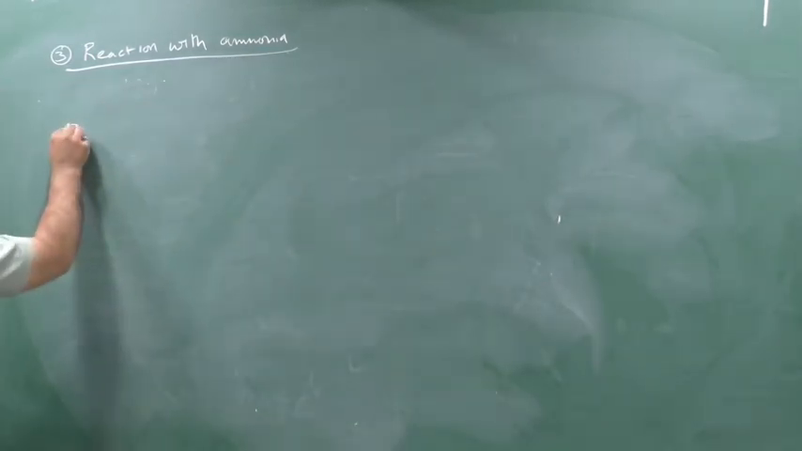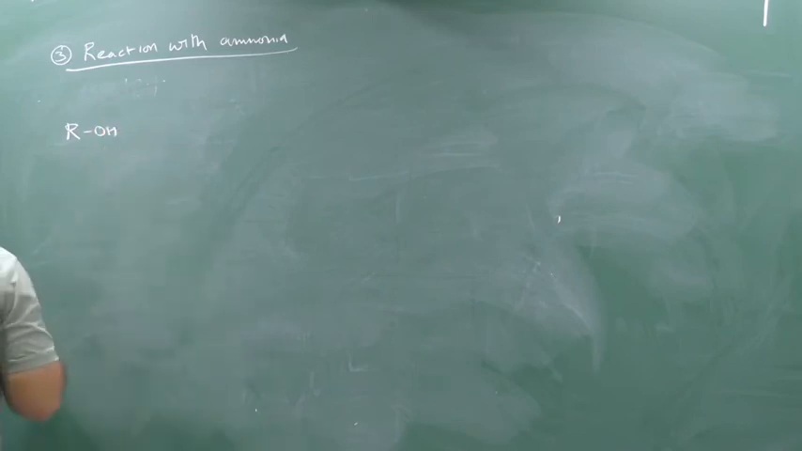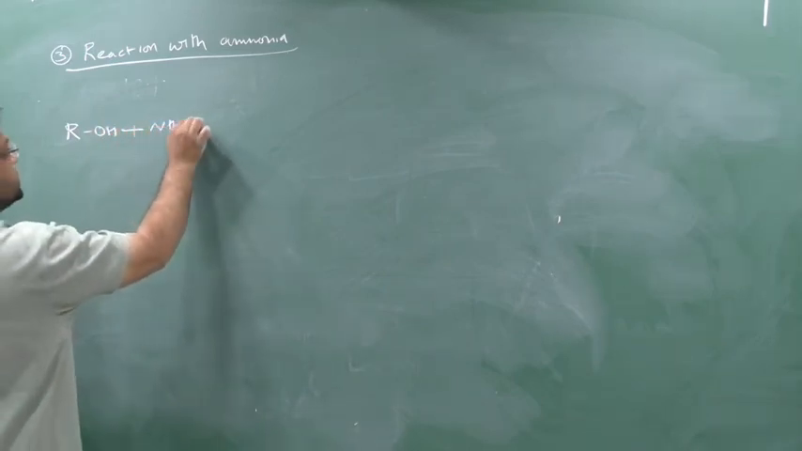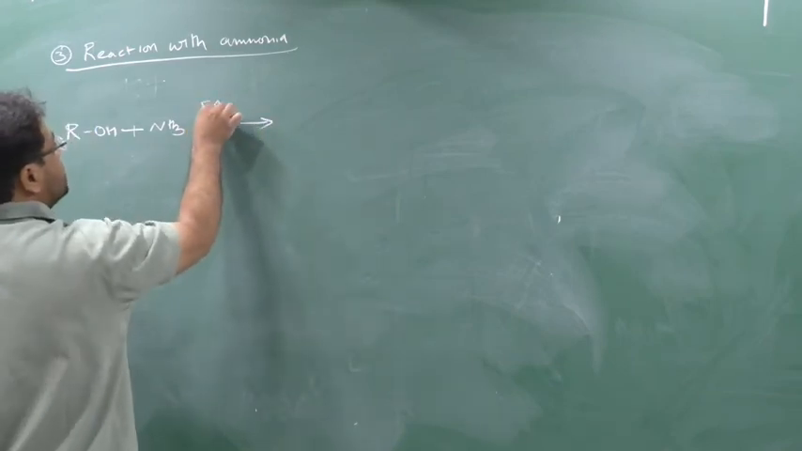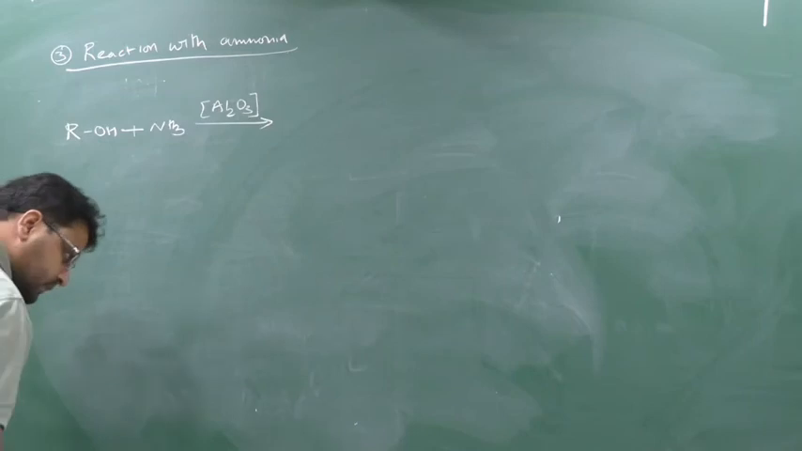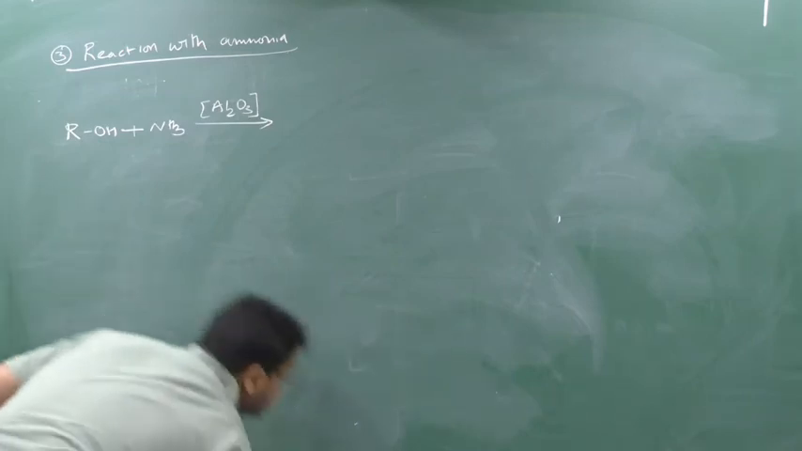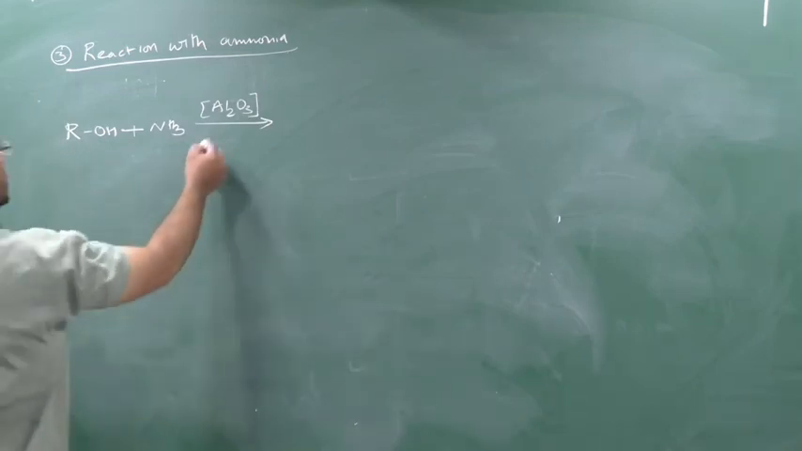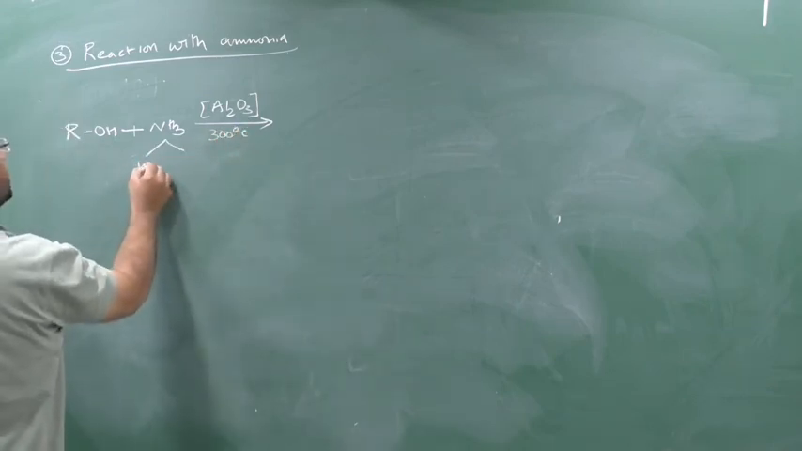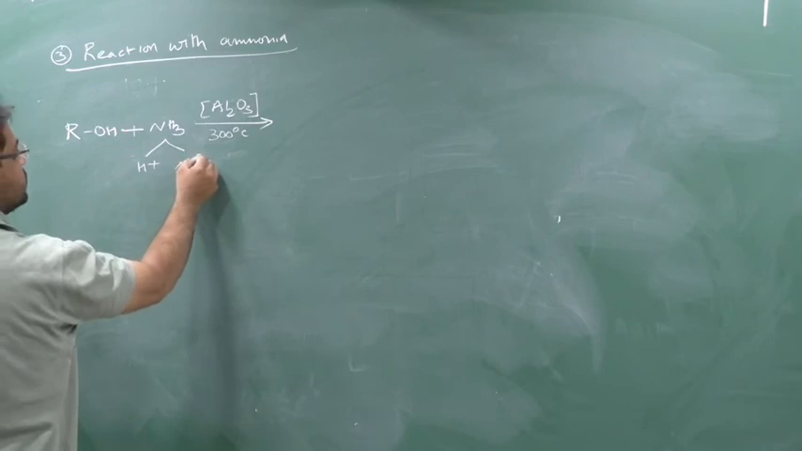I take alcohol and I take ammonia. But your condition is I should have Al2O3 as a catalyst and some temperature is also required. The temperature is nearly 300 degrees Celsius. Now this will get split. How? H plus, just now I told you, and NH2 minus.